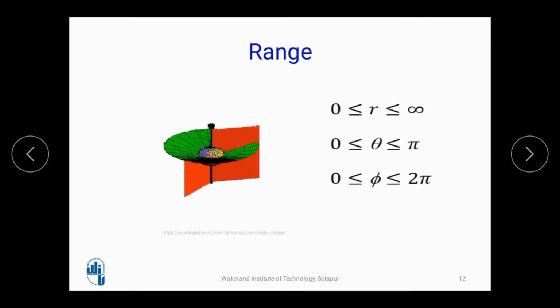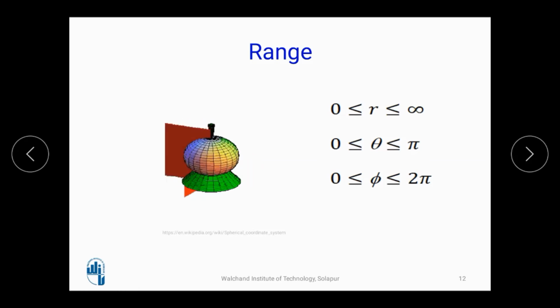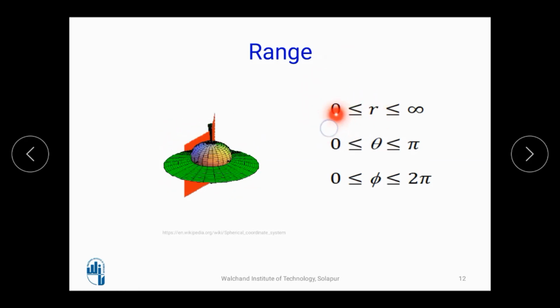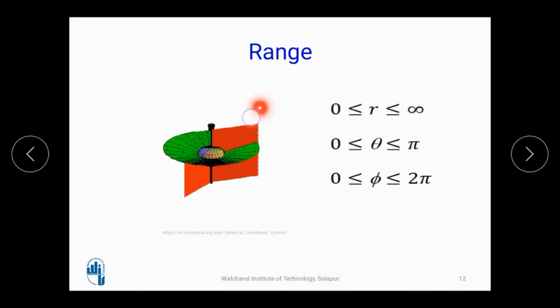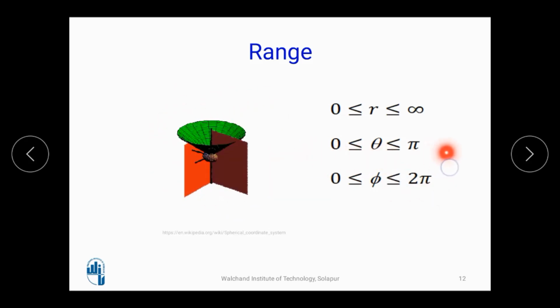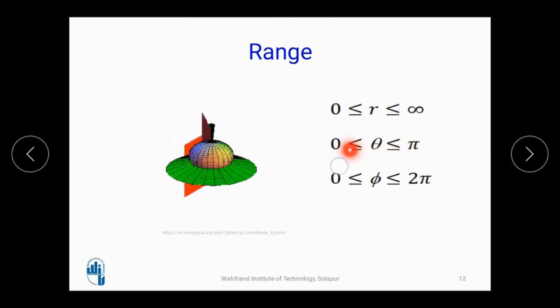Now let us look at the ranges. Range of r, as we know, r starts from 0 only, it's never negative. So r is 0 to infinity. Phi, as you can see, this plane is rotating, so phi is 0 to 2 pi. The second coordinate is theta. Theta is forming a cone, and it ranges from 0 to pi.